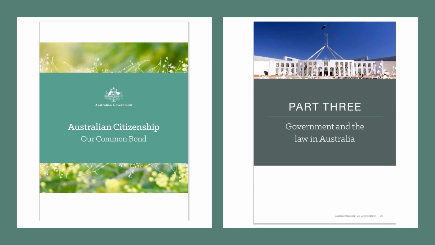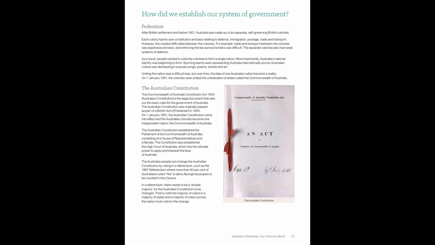Episode 22. Today's episode is taken from Part 3 of Australian Citizenship, Our Common Bond. We're going to have a look at how we established our system of government on page 25.